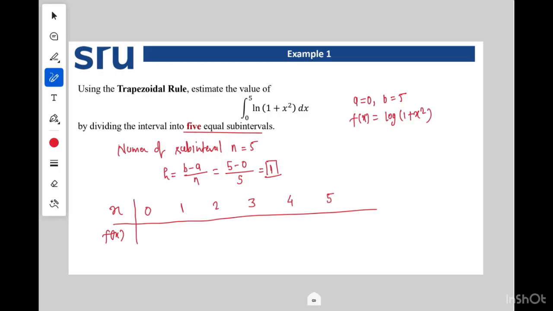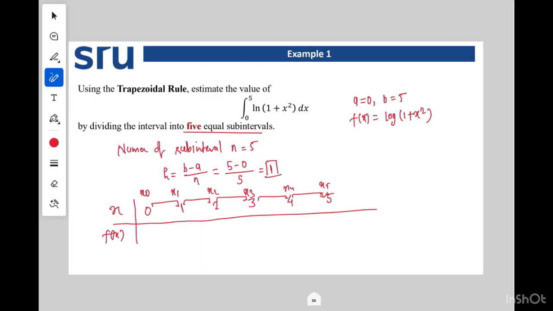So this is your x0, this is your x1, x2, x3, x4, x5. We have a total of 6 data points and a total of 5 subintervals. This one is your first subinterval, this is your second, third, fourth, and this one is your fifth. So we have a total of 5 subintervals.